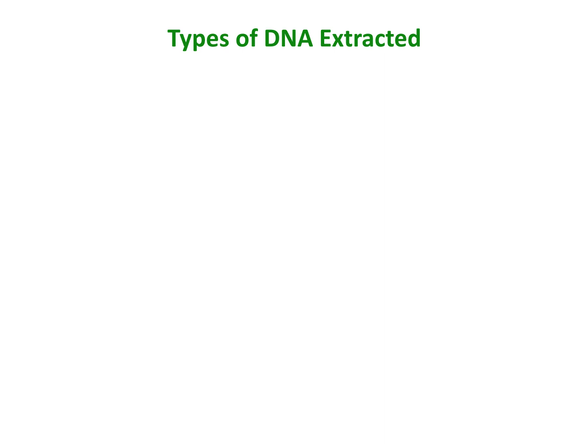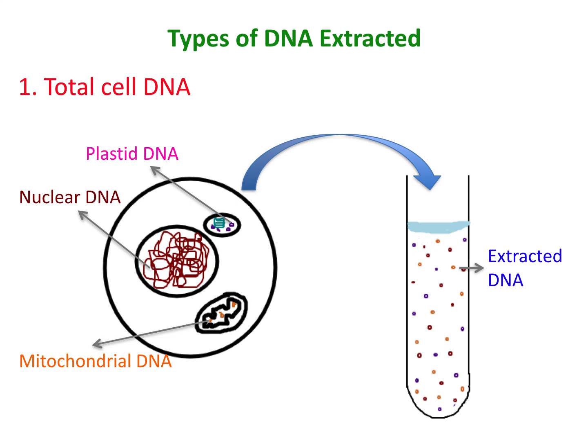The first type is total cell DNA, which can be isolated from bacteria, plants, animals, or any other desired species. The entire DNA present in a cell, for example, genomic DNA or nuclear DNA, and extranuclear DNA, like the DNA contained in plastids and mitochondria, all of this constitutes the total cell DNA.